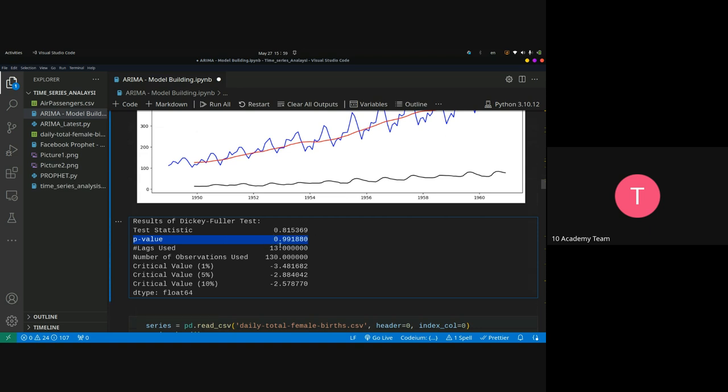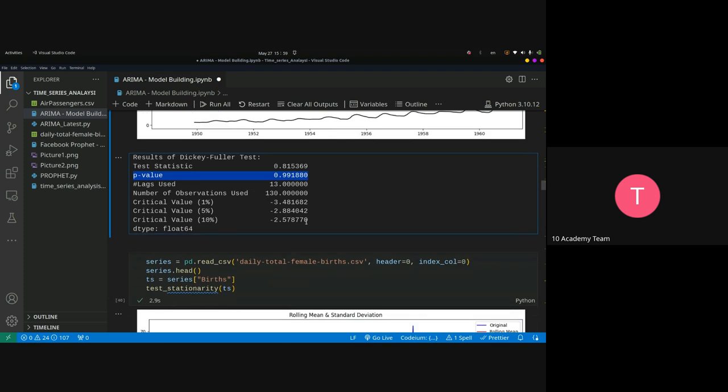But the important point here is the p-value. As you can see, it's 0.99, which is greater than the level of significance, which is 0.05, right? Which means we fail to reject the null hypothesis, right? Which means we can say that this might not be stationary. Yeah, you can check the critical values also.